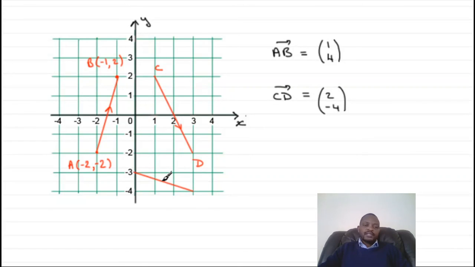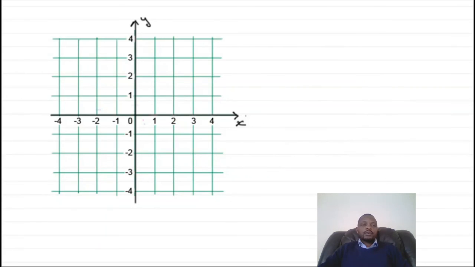Alright, as you can see, let's have another vector. This one we're going to call E. So this vector can be represented by how many units? 1, 2, 3 units in the negative X direction and 1 unit in the positive Y direction. So that is how we use the vector notation.